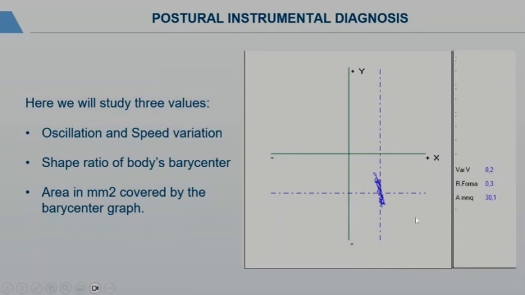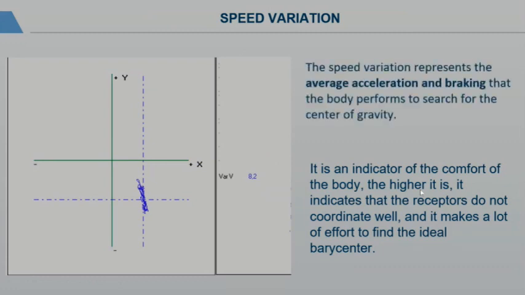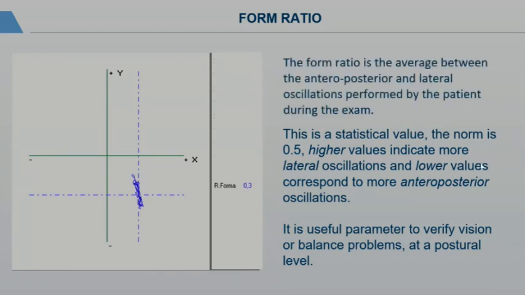The covering of the barycenter is showing us the muscle tone of the body, and the variation of velocity, the comfort level. This is the comfort. The higher the value, the more uncomfortable the body. This is speed. Relation is the average between sagittal and lateral oscillation. The lower the value, the more sagittal oscillation our body is doing. Imagine a patient who has a vision problem: more oscillation in sagittal. A patient who has an equilibrium problem has more lateral oscillation. Imagine the things you can measure with an instrument, no?